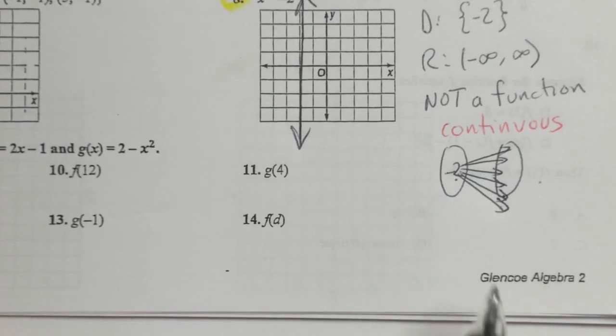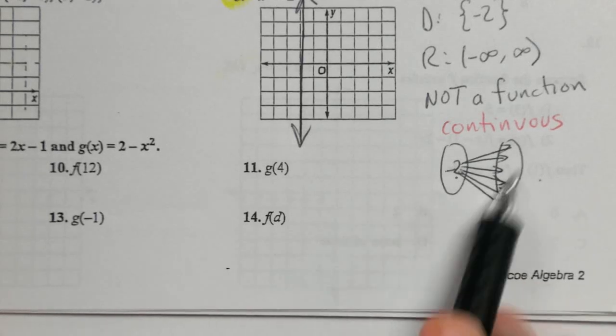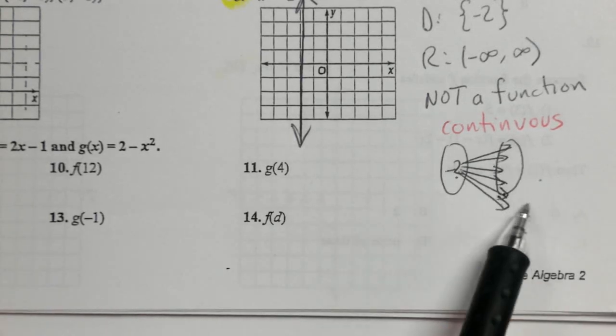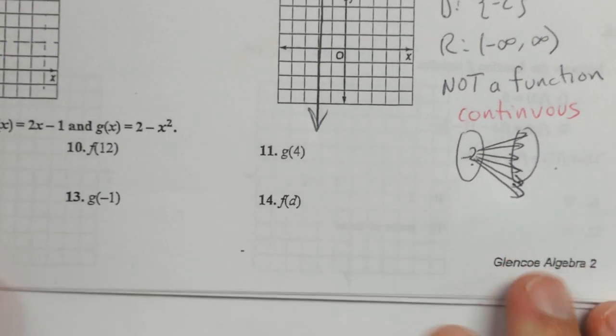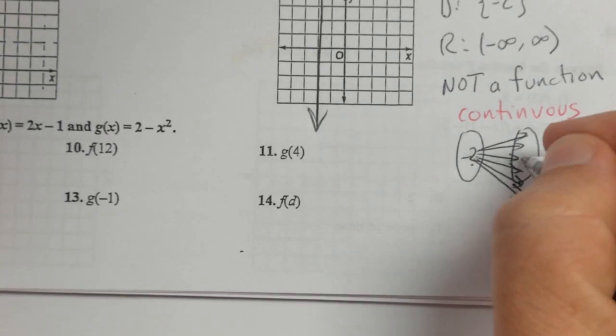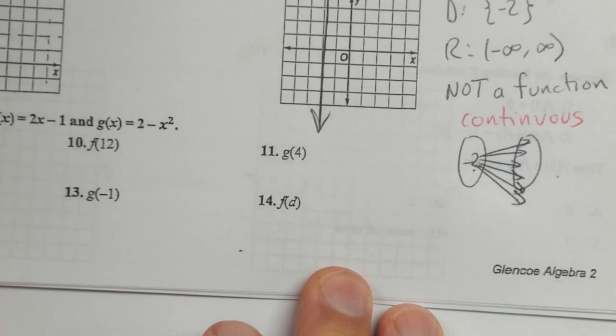Another way to say it would be, if it's discrete, you could do the mapping diagram. If it's continuous, there's no way to do a mapping diagram, I mean, without sort of fudging some things. I'm just saying all real numbers in there.